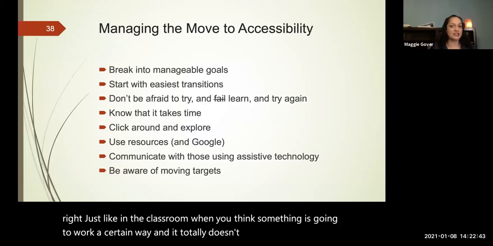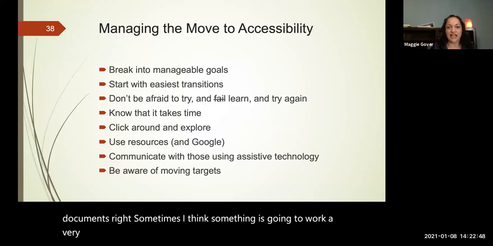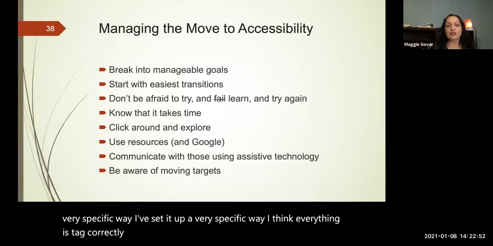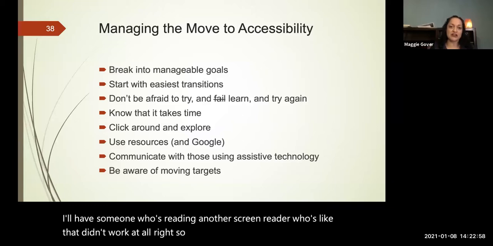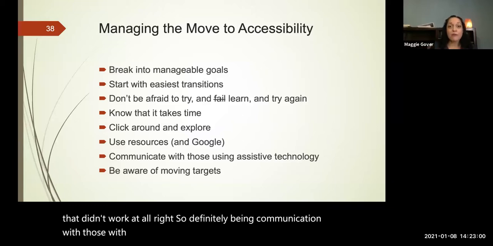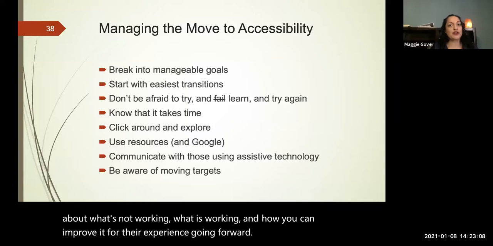Sometimes I think something's going to work a very specific way. I've set it up a very specific way. I think everything is tagged correctly. And then I'll have someone who's reading it on a screen reader who's like, that didn't work at all, right? So definitely be in communication with those with assistive technology. Get feedback from them about what's not working, what is working, and how you can improve it for their experience going forward. And be aware of moving targets.